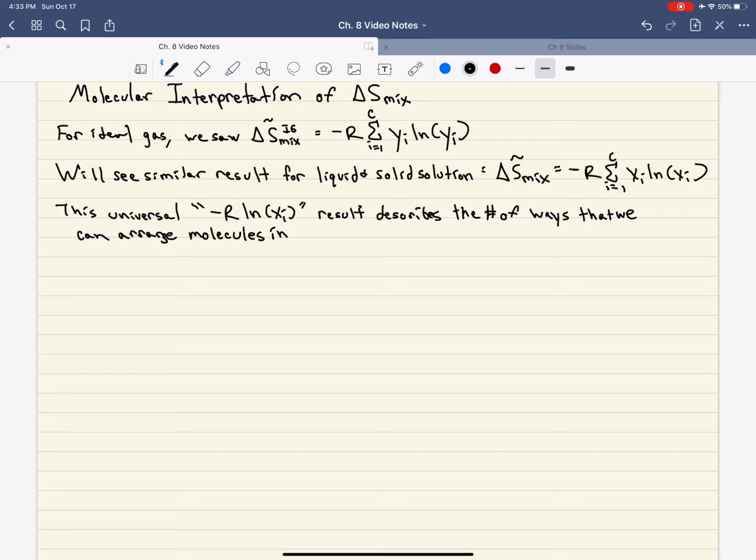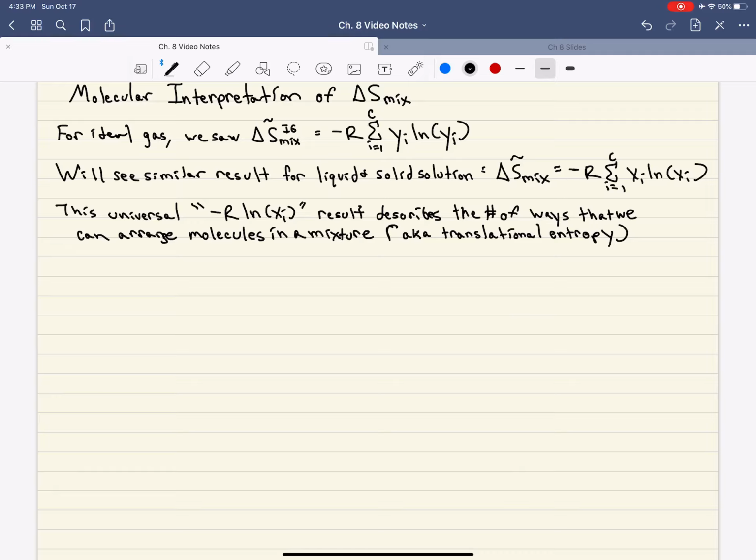in a mixture. Okay? And as you know, in order for a system to be at equilibrium, it has to reach a state where its entropy is maximized. And so the system will arrange itself in a way that maximizes the number of ways that the molecules can arrange themselves. The more technical term for this is translational entropy: the number of different ways a molecule can arrange itself.